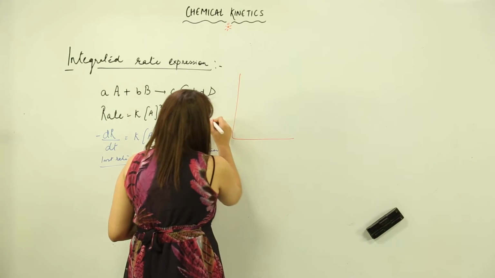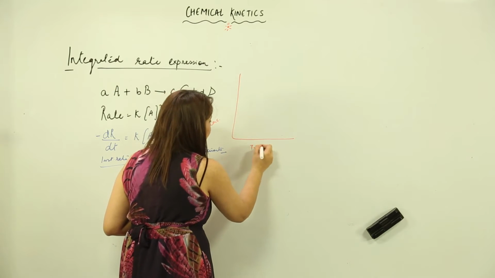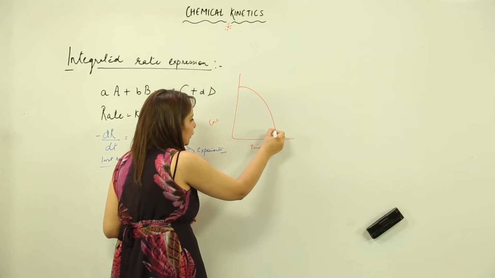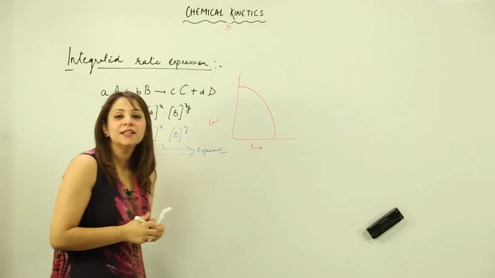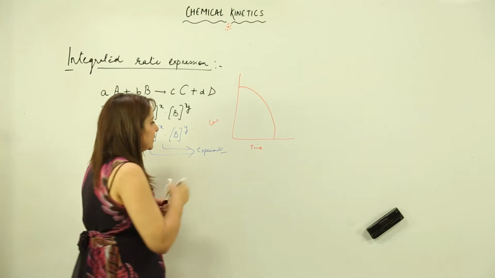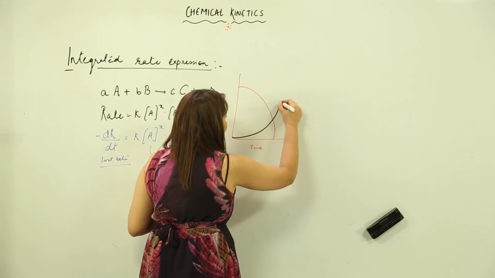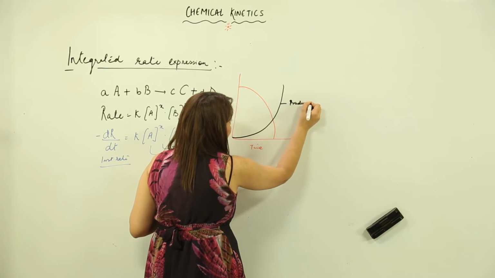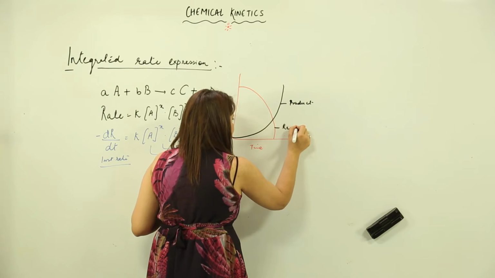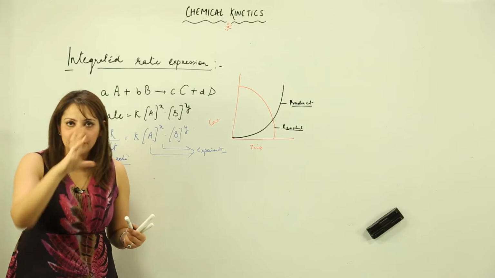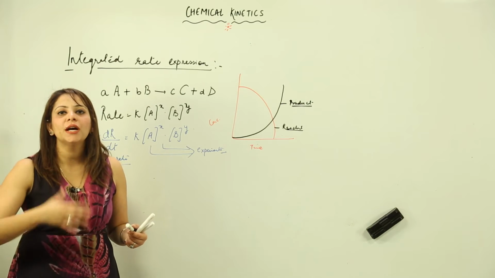Now if I need to draw a graph for it, what kind of graph do we get? This is a graph of concentration versus time. We know that the concentration of reactant decreases, right. So this line indicates the decrease in the concentration of reactant, and this other line corresponds to the concentration of product. So this is reactant and this is product.